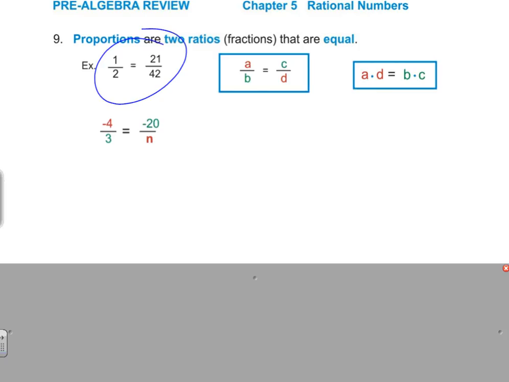Now remember terminology. The top left and the bottom right are called the extremes. The bottom left and the top right are called the means. And remember, you can solve a proportion by multiplying extreme times extreme, and that will equal mean times mean. This is a great method when your variable is in the bottom. So let's do it.